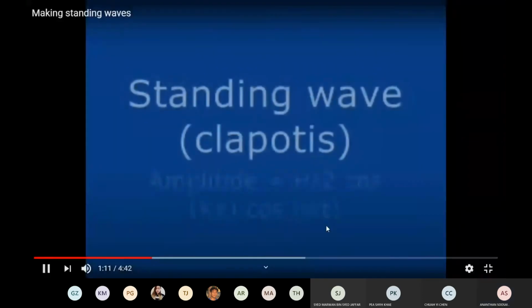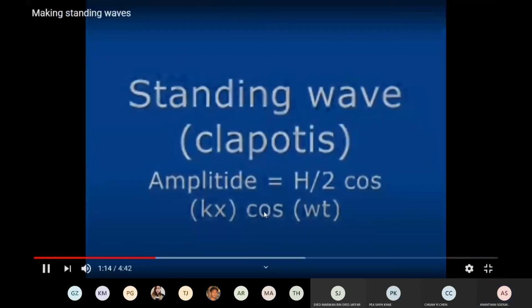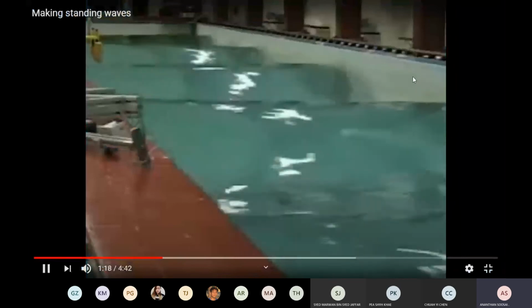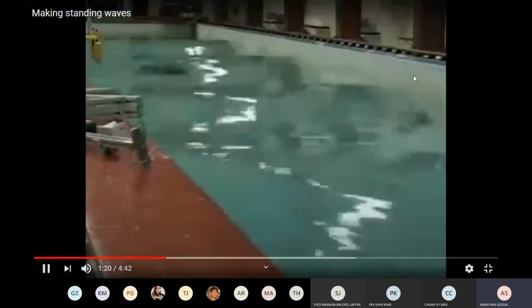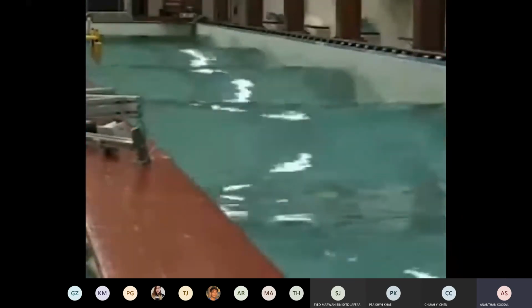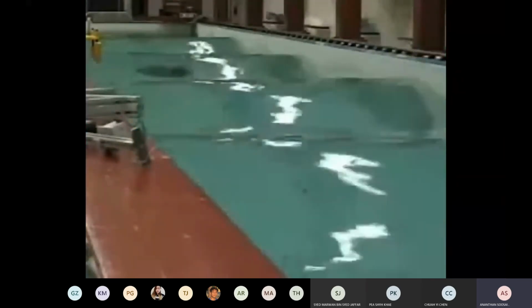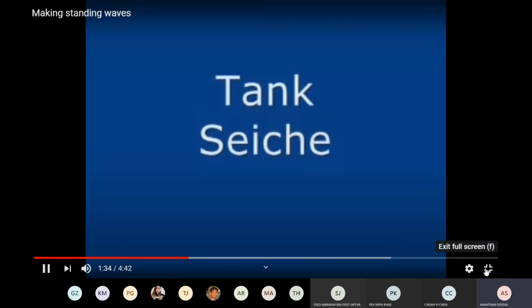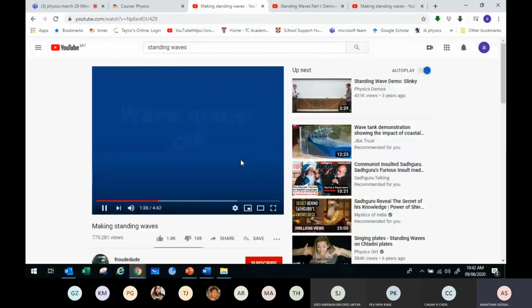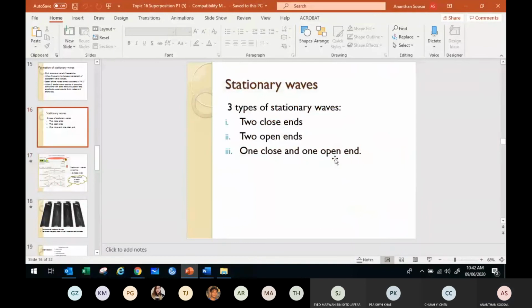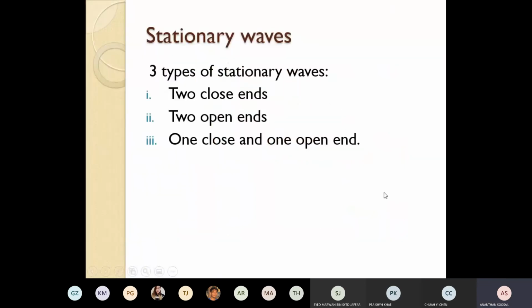How does it happen? You see the crest? The crest just happens at the same point. So this is a stationary wave. Okay. Yes, so that's the stationary wave.